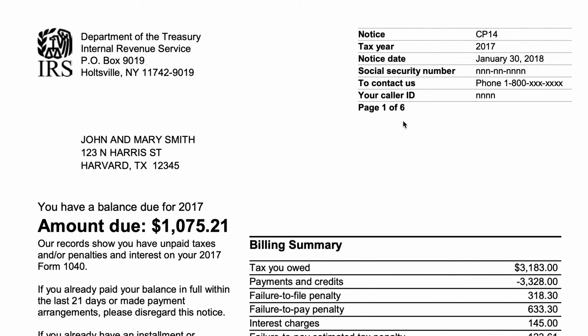You can also submit an offer in compromise, which basically means that you can't afford to pay the entire tax amount, but you're willing to make some payment in exchange for the IRS forgiving the rest of your tax debt.